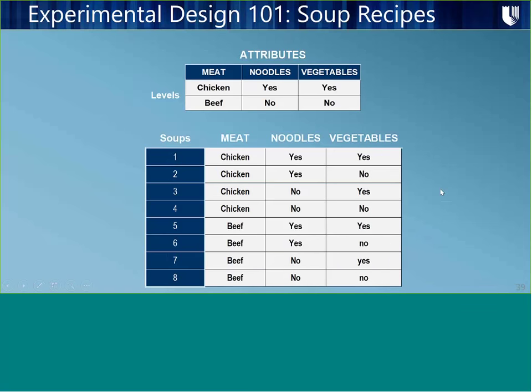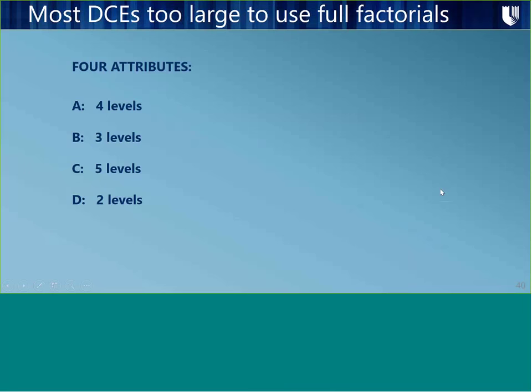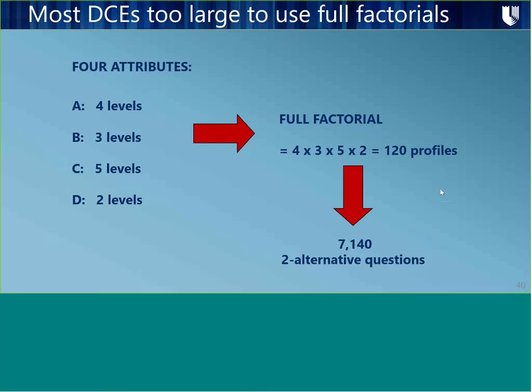Now here's the problem we have in stated preference surveys. Most DCEs are too large to use the full factorial. So suppose we had 4 attributes, that's modest. One has 4 levels, one has 3 levels, one has 5. That might be a categorical attribute. And then one just has 2. Well, what's the full factorial? It is 4 times 3 times 5 times 2. It's 120 possible outcome profiles or choice profiles. That's way too many for people to evaluate. It's even worse when we look at all the possible pairs. There are over 7,000 possible questions we could ask.